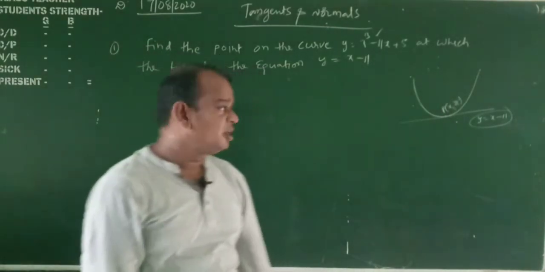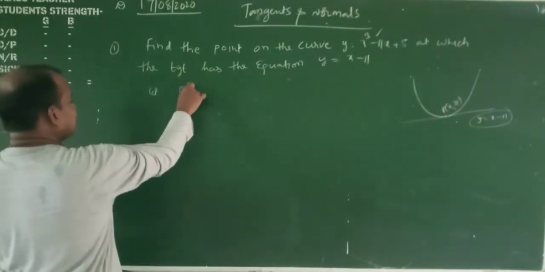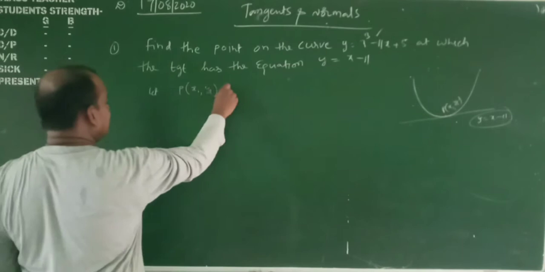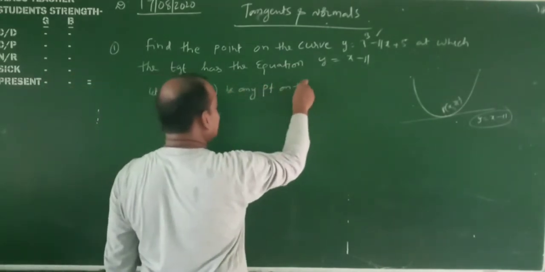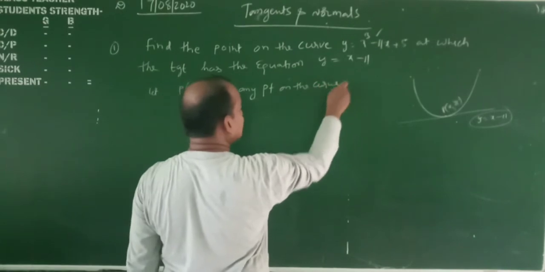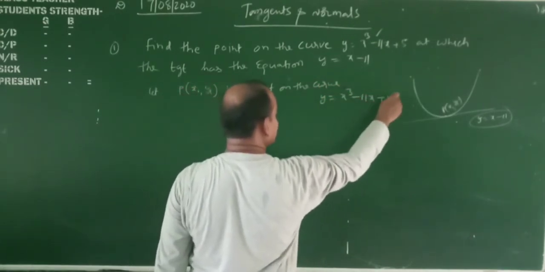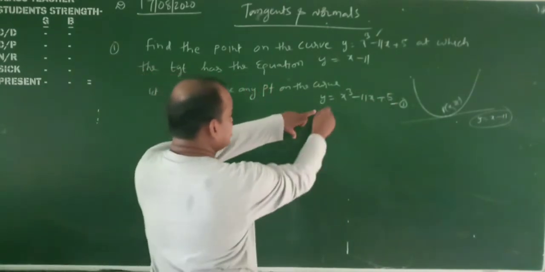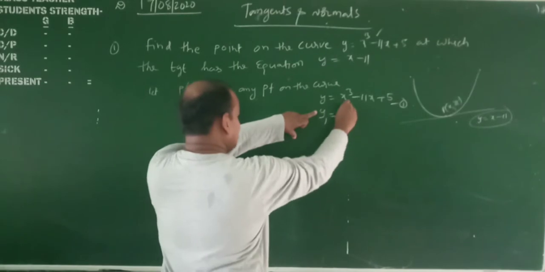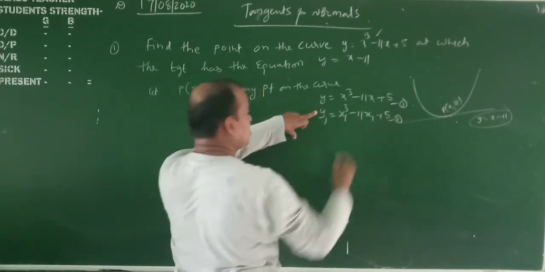Understood or not? Now first, let P(x1, y1) be any point on the curve. The curve is y is equal to x cube minus 11x plus 5. This is equation number 1. This point lies on it, that is, y1 is equal to x1 cube minus 11x1 plus 5. This is equation number 2.